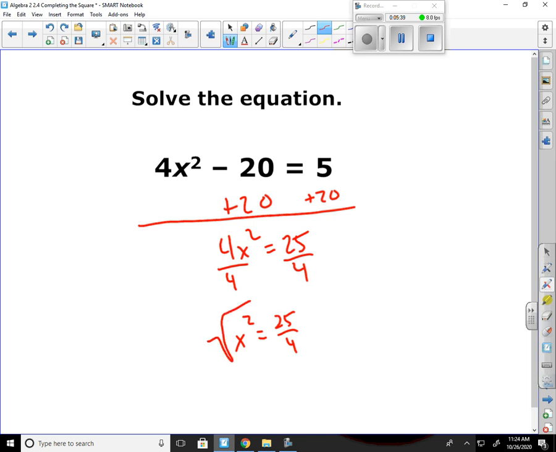Now I can take the square root of both sides. That's going to give me x equals, now whenever you're doing a square root on the top and bottom, check to see if they're perfect squares. Square root of 25 is 5. Square root of 4 is 2. So it's plus and minus 5 over 2.